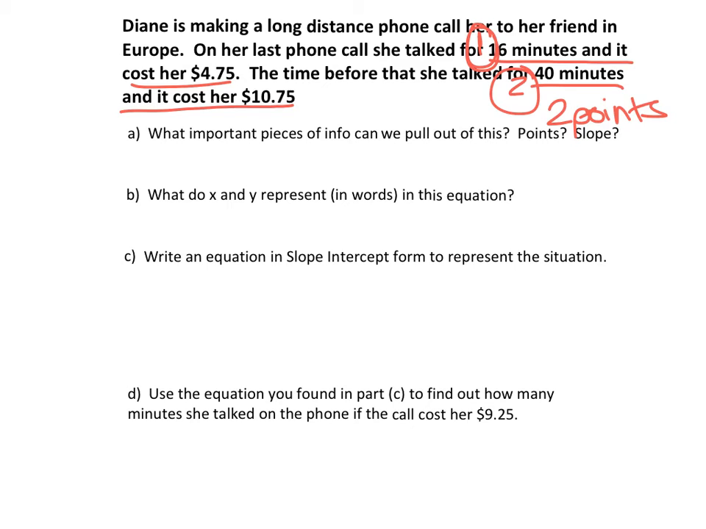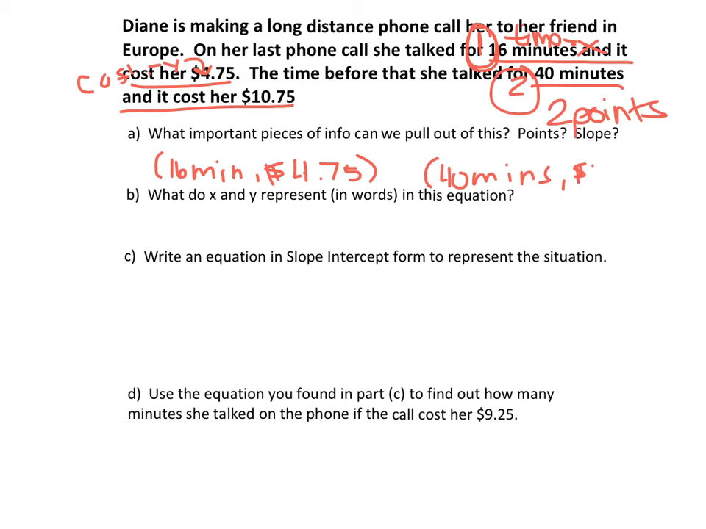And because I have time, the time or the minutes is going to go in my x-coordinate, and my cost is going to go in my y-coordinate. So as I make these points, the first point that I see is it was 16 minutes and it cost $4.75. And then my second call was 40 minutes and it cost $10.75. So those are my 2 points that I'm given in the context of this problem.